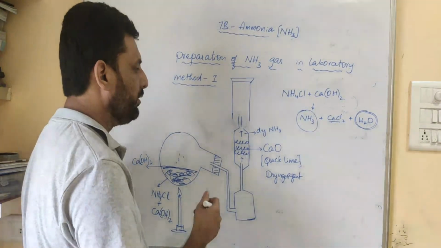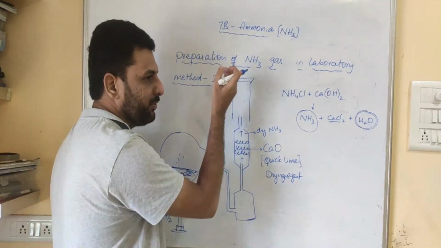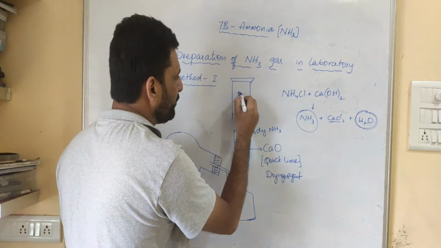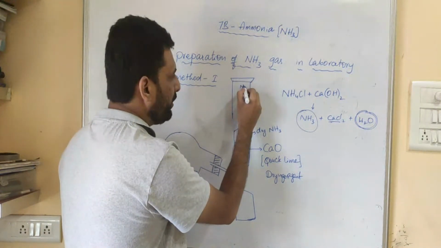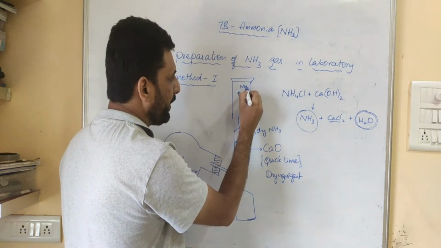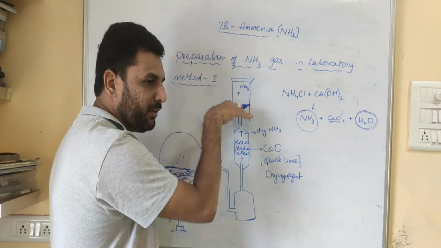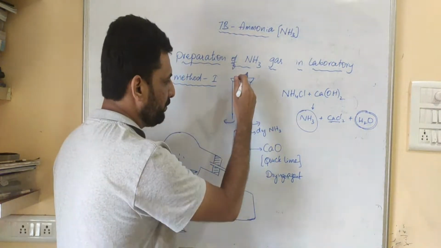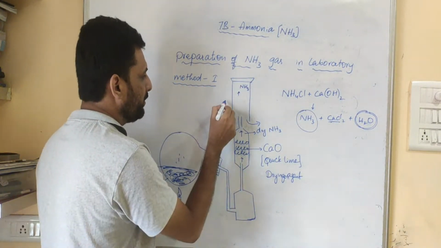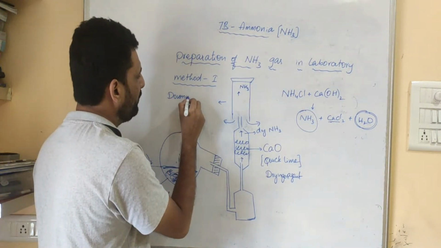Since ammonia is lighter than air, it can easily move upwards. So ammonia gas moves upwards. At the same time, the ammonia gas is trying to occupy the space, so that will push the air downwards. So air will be pushed outwards. Downward displacement of air. So this is called downward displacement of air.